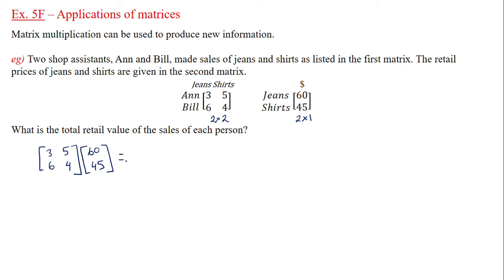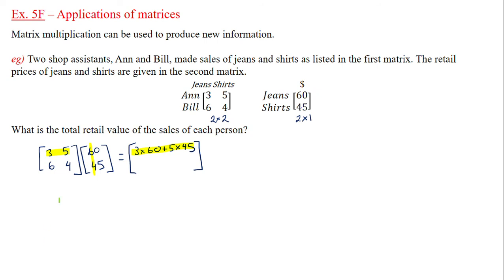Now, to review multiplying matrices by hand, of course, you can do this on your CAS. We're going to use the run and dive method. So we run across the first row and dive down the first column. What that gives us is a solution in the first row, first column of the solution matrix. So we get 3 times 60 plus 5 times 45. So we've run across the first row and dove down the first column to give us an answer in the first row, first column.